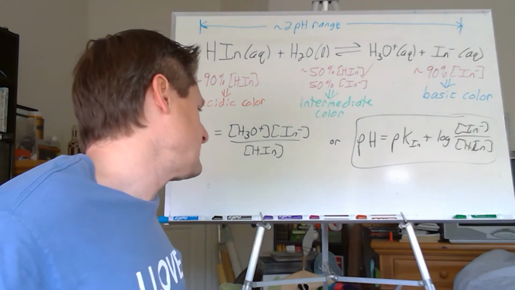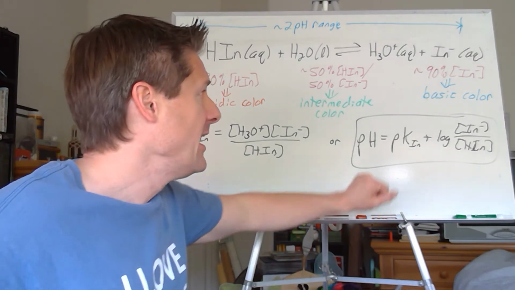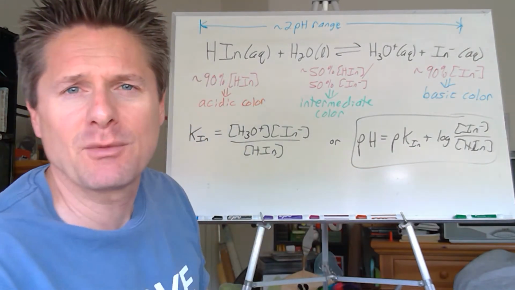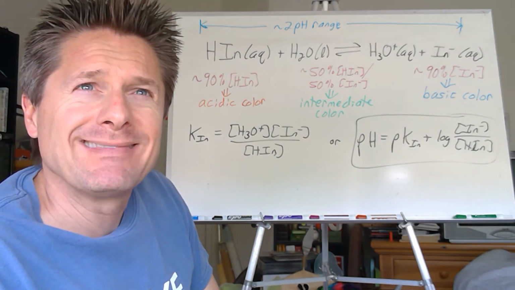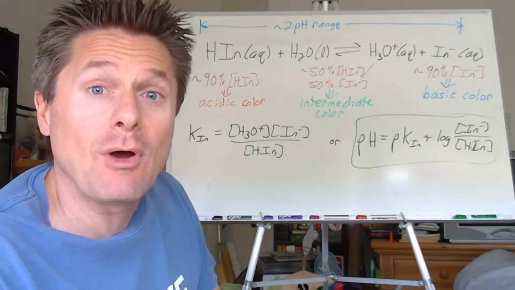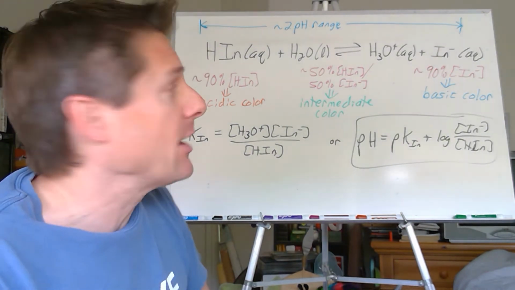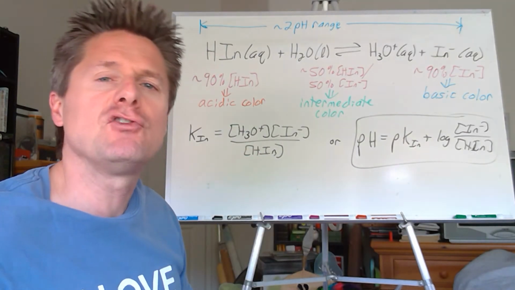All right, so what we're going to do is take a look at a picture of all this fun stuff, and you can probably find tables of the Kas of different indicators. I'm not going to really test you on this on exams. I just want you to know how to choose an appropriate indicator, so you don't need to know all this fluffy stuff. But again, it's about a 2 pH range there.